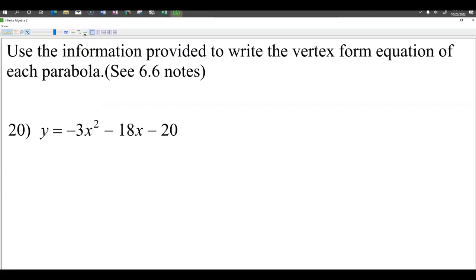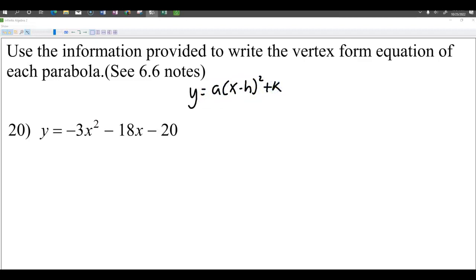All right. Use the information provided to write the vertex form of the parabola. So now, this is the opposite of a problem we did earlier. Earlier, we started with vertex form and changed it into standard. This is opposite. We're starting with standard, and we want to change it into vertex form.